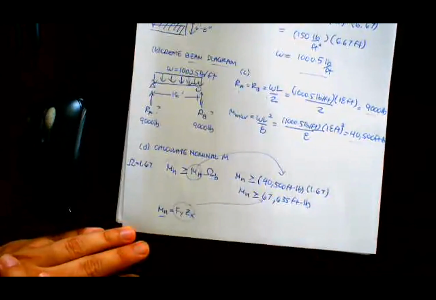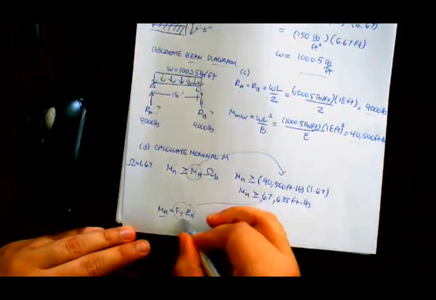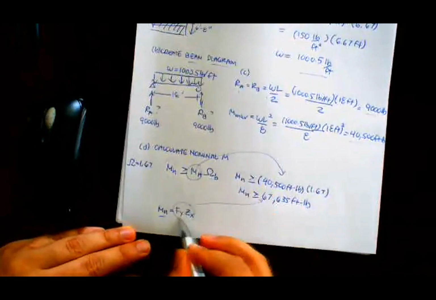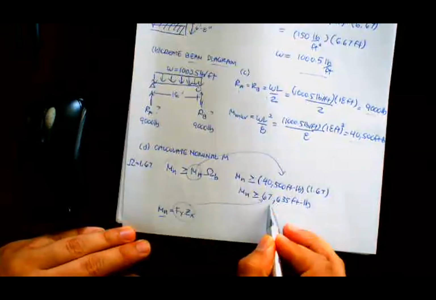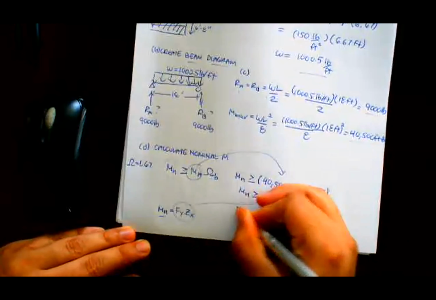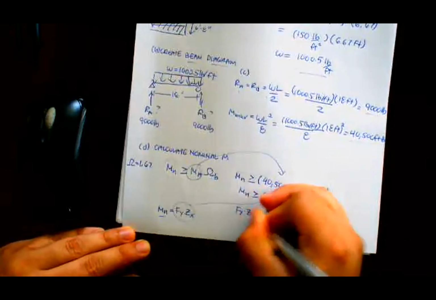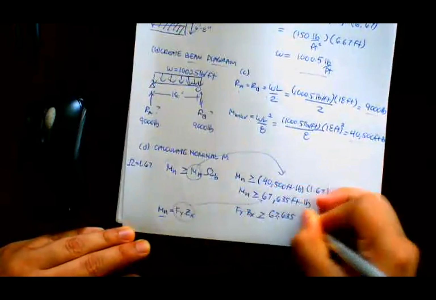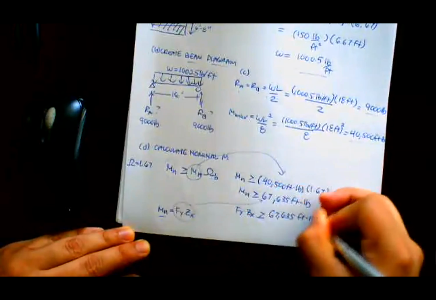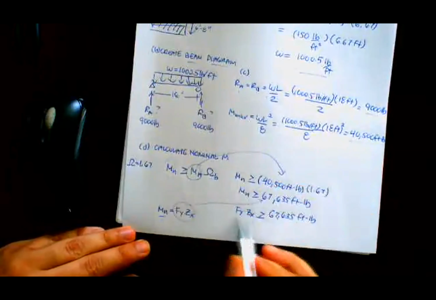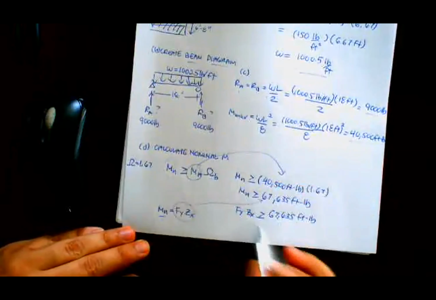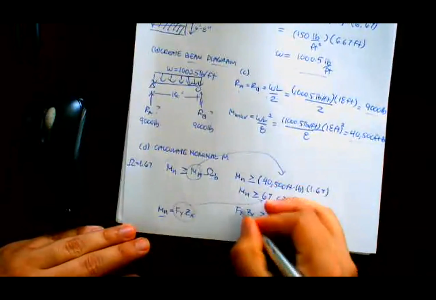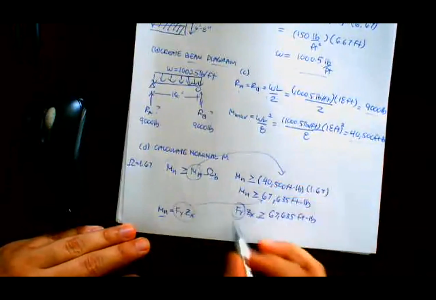So what I want then is for this product to be greater than this. So why don't I just substitute: Fy times Zx must be greater or equal to 67,635 foot-pounds. Because I know if the product of my beam is greater than that, I'm good. But I know this value is given to me.